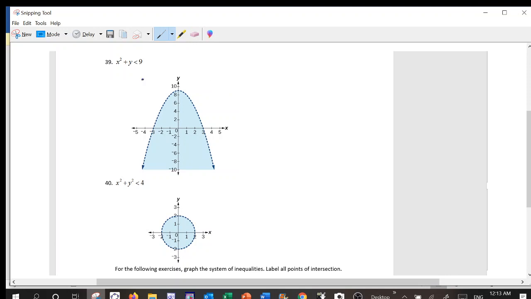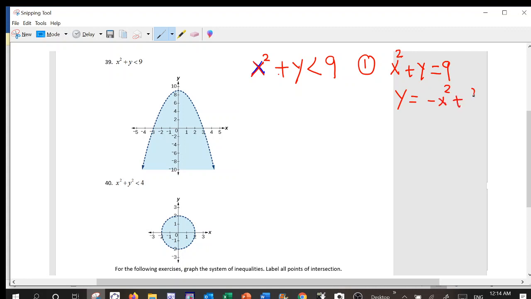All right, so here we have what? We have x squared. Let me get my red pen. So we got x squared plus y is less than 9. So what we have to do is, first, again, step 1 is what? To turn it into an equation, which means y is what? Negative x squared plus 9.